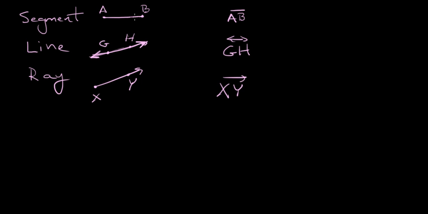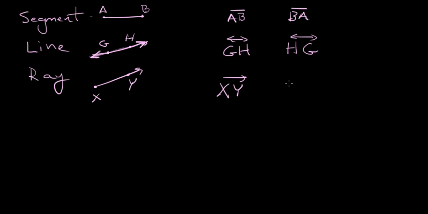Now there's an important difference here. Segment AB, I can also call segment BA, because if you start here and go this way, or start here and go this way, it's the same thing. They're referring to this thing right here. The same thing with GH and HG. I can use both of these to name this line, GH or HG.